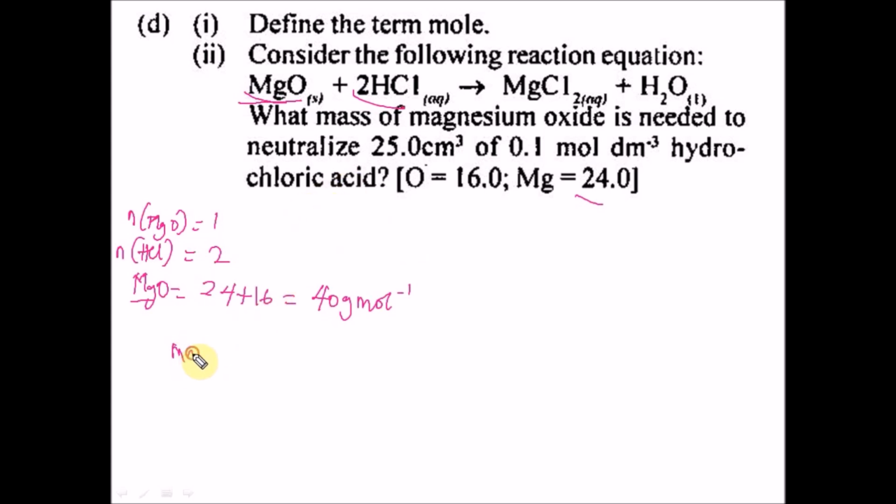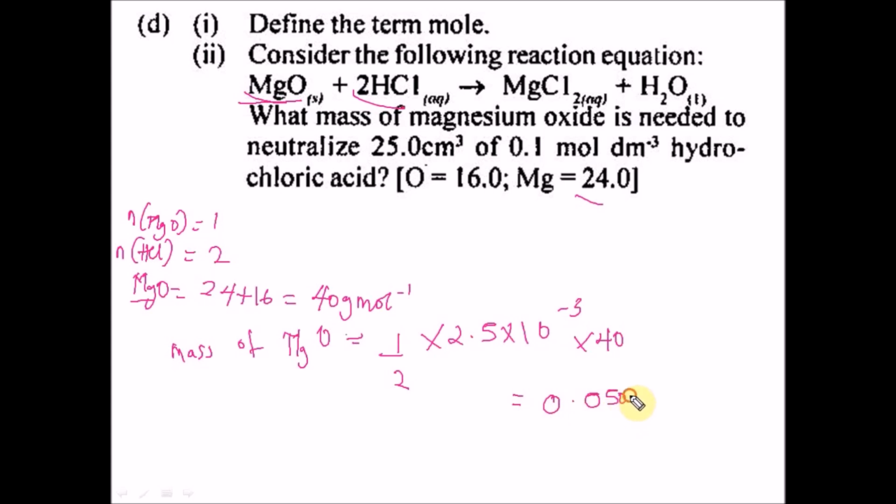So the mass of magnesium oxide here is your number of moles, 1/2 times 2.5 times 10 raised to power minus 3, times your molar mass, that's 40. When you punch your calculator here, you get 0.050 gram. So this is the mass of magnesium oxide that is needed to neutralize 25.0 cm cube of 0.1 mole per dm cube of hydrochloric acid.